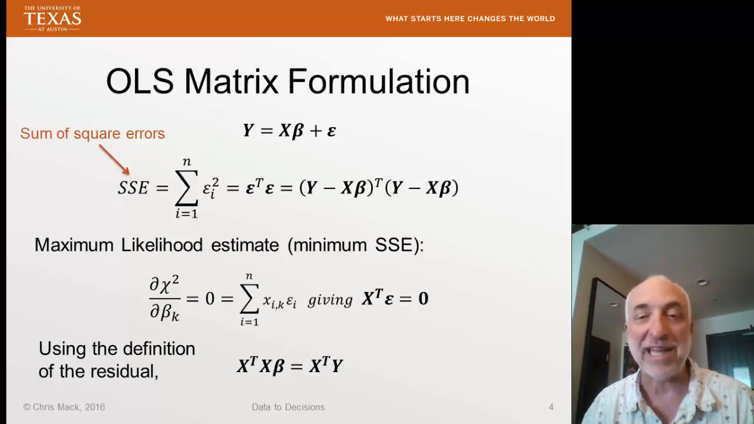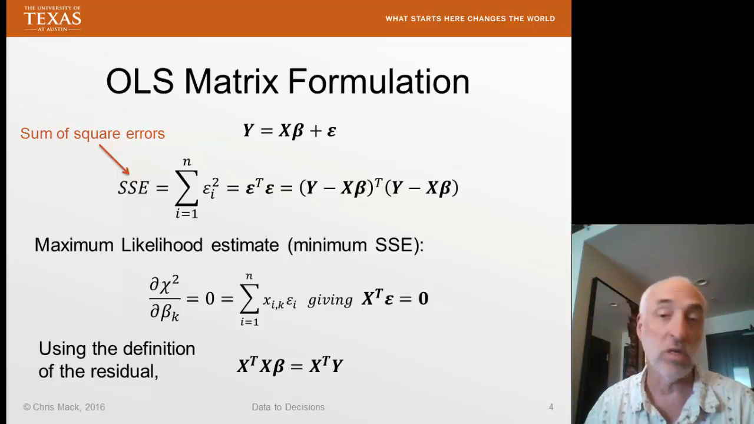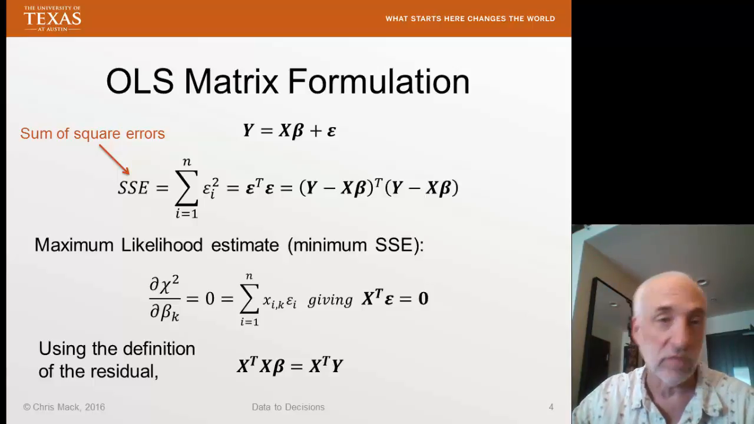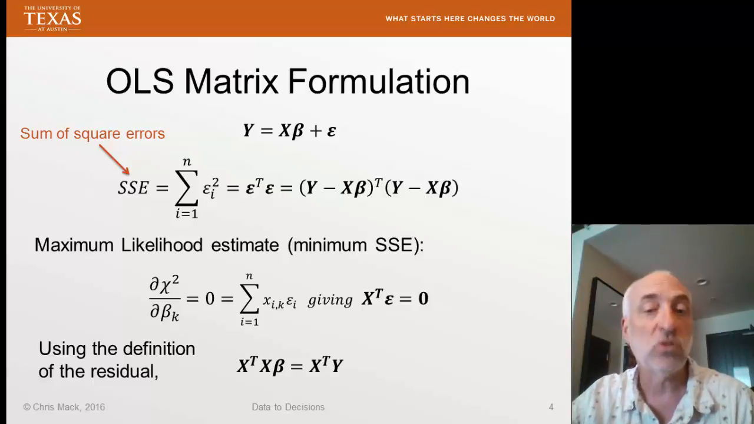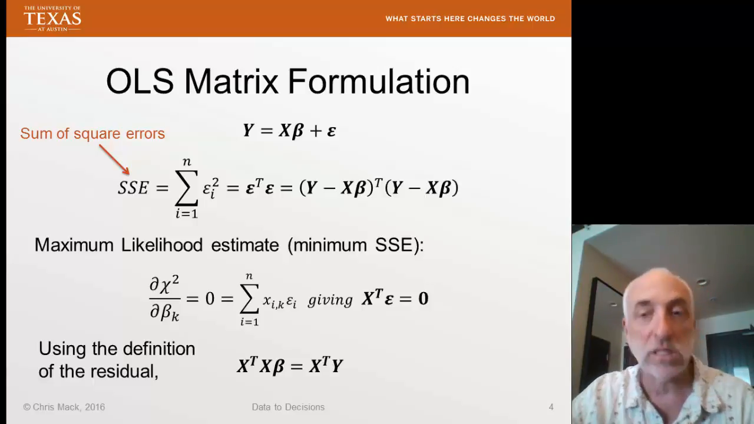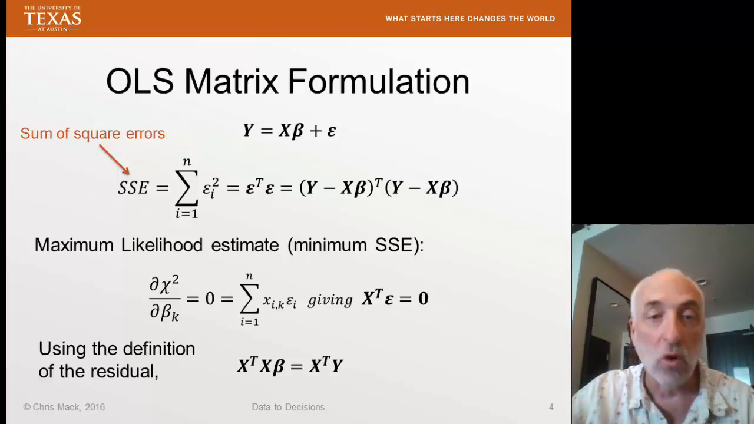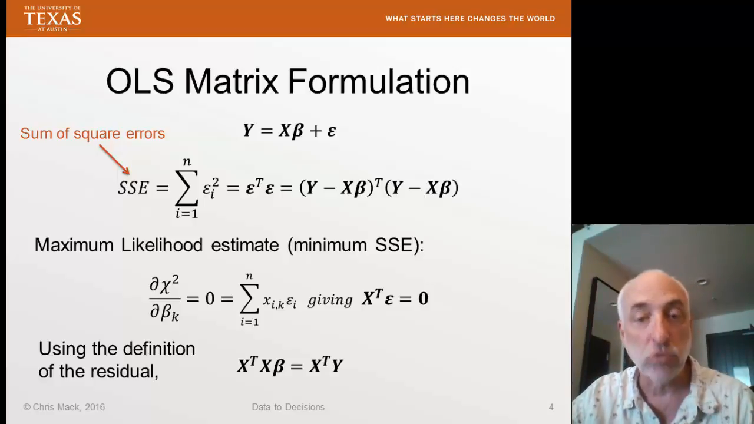Again, everything looks nice and compact when written in this matrix formulation, which is one of the values of matrix formulations of these kinds of problems. All right, what do I have to do to solve for beta? I want to find the values of betas that cause this equation to be true. I have to solve for beta.